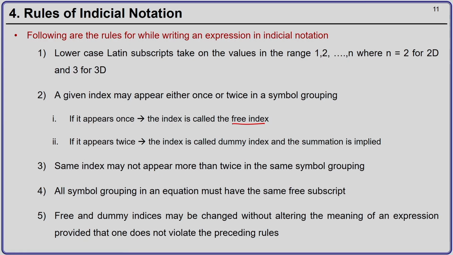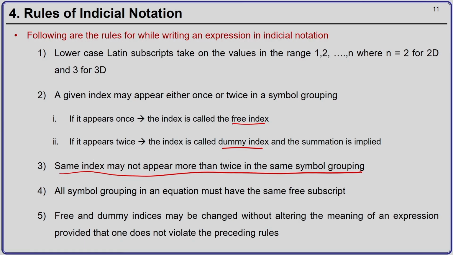And if it appears twice, it is called a dummy index or a repeated index, and then summation is implied. The same index may not appear more than twice in the same symbol grouping. So, in one symbol grouping, a particular index cannot occur more than twice. Okay? So, either it can be a free index, which occurs once, or it occurs twice, which means that index is a repeated index or a dummy index.